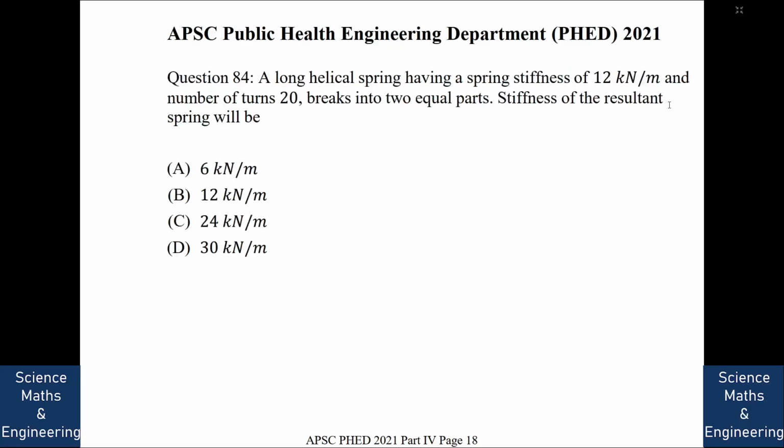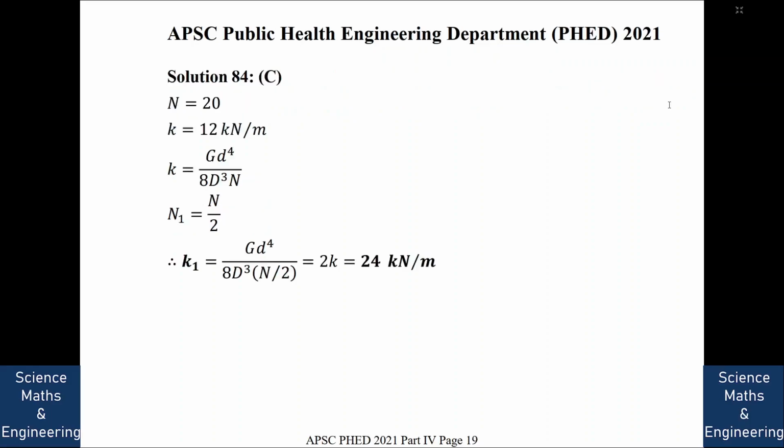A long helical spring having spring stiffness of 12 kN per meter and number of turns 20 breaks into two equal parts. Stiffness of the resultant spring will be? So n is equal to 20 and k is 12 kN per meter. We know k is equal to G d to the power 4 divided by 8 D cube n. Here, G, small d and capital D are the same. So only capital N, the number of turns, changes. So n1 becomes n by 2. So k1 would be equal to twice k, that is 24 kN per meter. So we'll go to the next question.